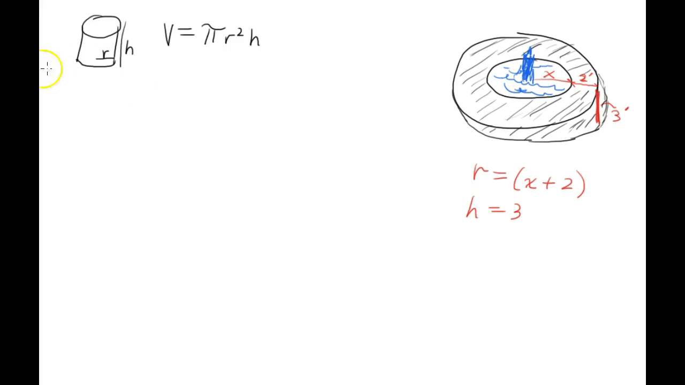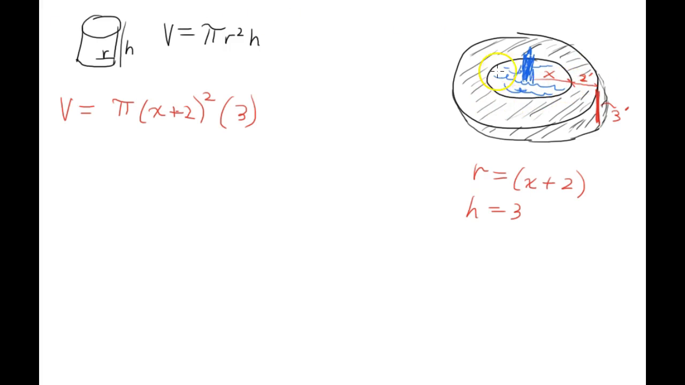Okay, so the volume of the whole thing, as though the hole were not removed, would be volume equals pi times the radius, and that is x plus 2, squared, the radius is being squared, multiplied by the height of 3. Okay, got it. Let's hold that for a second.